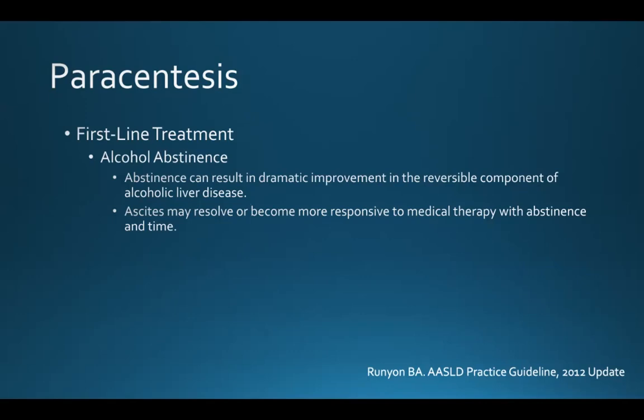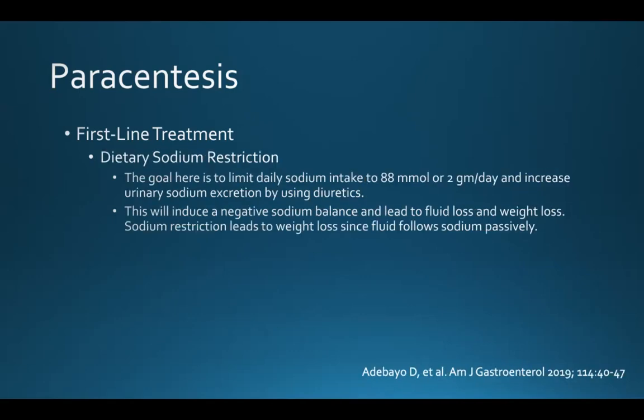Ascites may resolve or become even more responsive to medical therapy if the patient abstains from alcohol and gives this whole thing time. So if a patient has alcoholic cirrhosis and ascites, one of the best things you can tell the patient is to stop drinking.